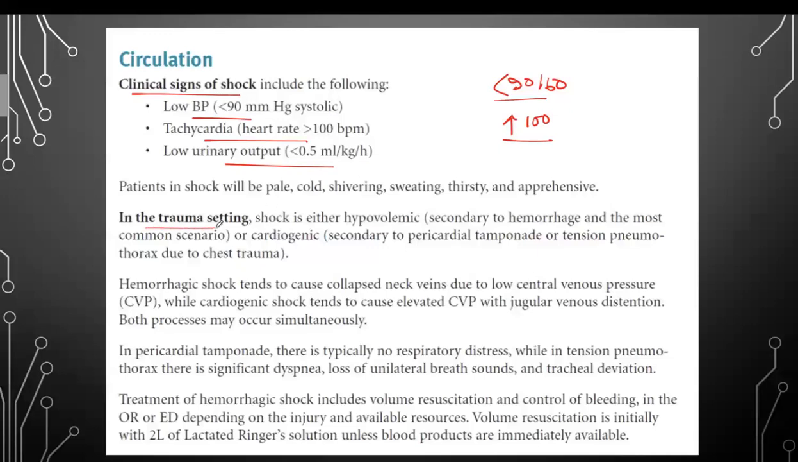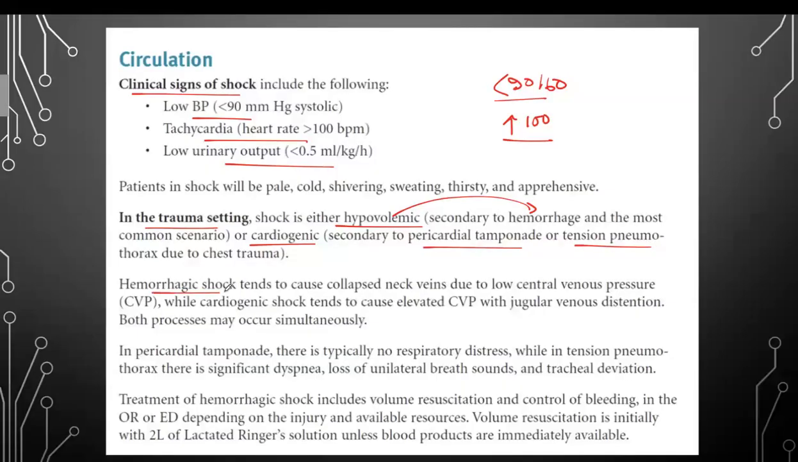In a trauma patient, the shock can be either hypovolemic, which is basically due to bleeding and is the most common scenario, or it could be cardiogenic. In cardiogenic shock, there are two causes: one, pericardial tamponade, and another, tension pneumothorax.